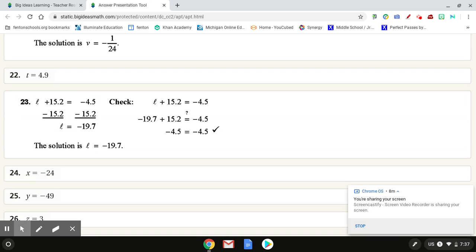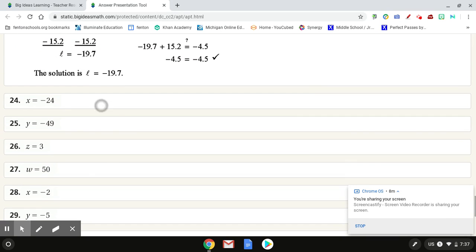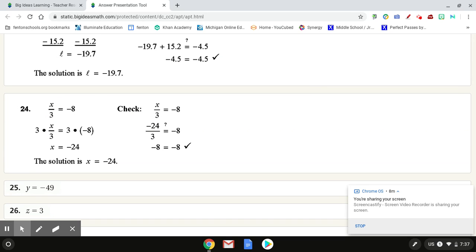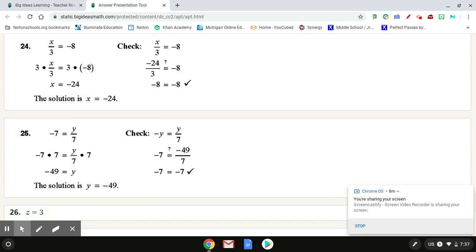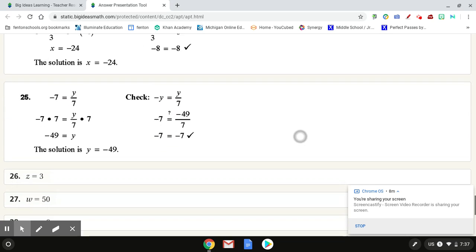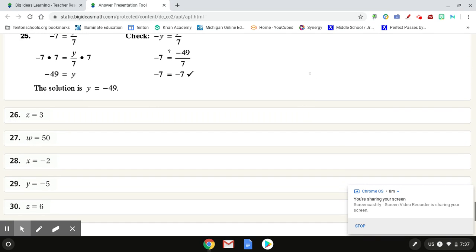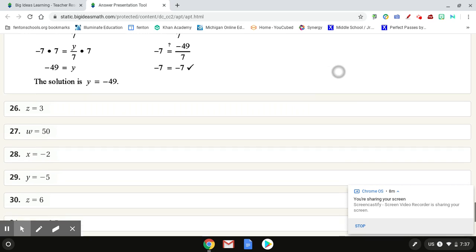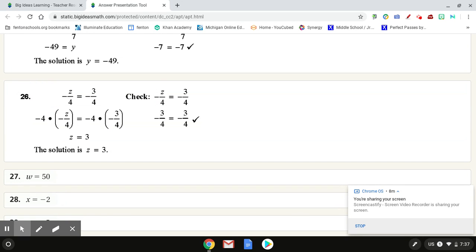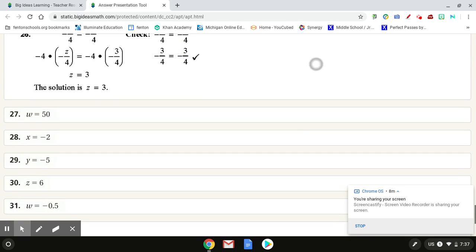There's the work for 23. There is the work for 24. Answer happens to be x is negative 24. 25. There's the solution. 26.